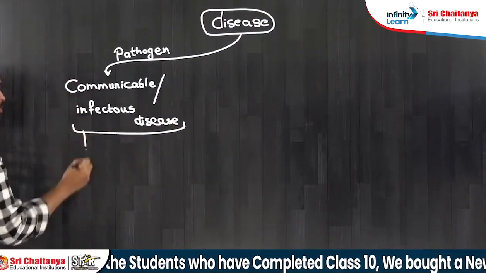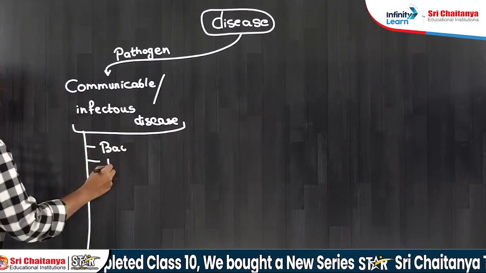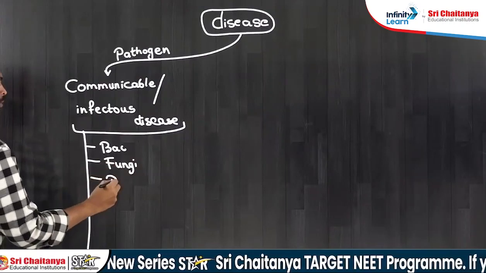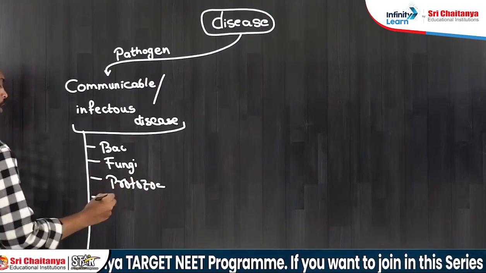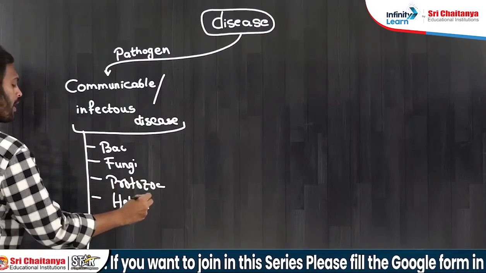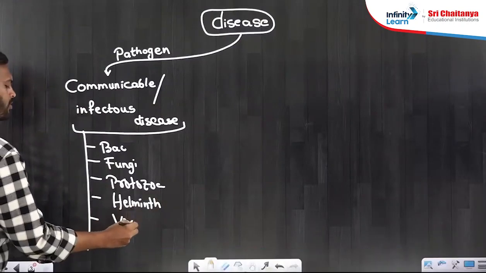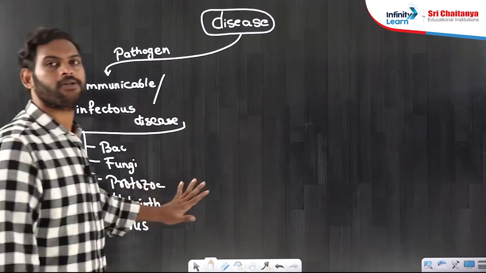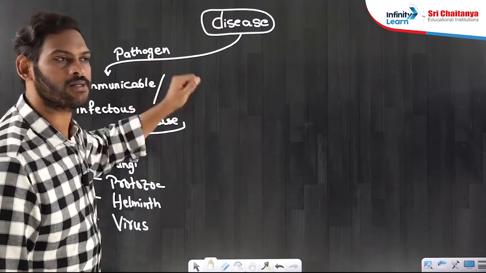It might be because of bacteria, fungi, protozoa, or animals like helminths, and very worst of them, almost incurable disease, were in viruses. All these pathogens can cause you communicable or infectious diseases.